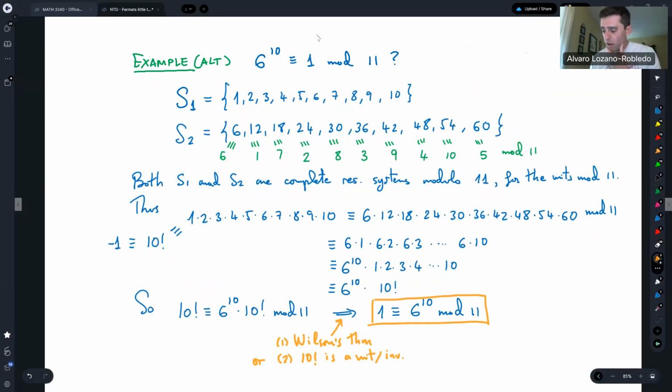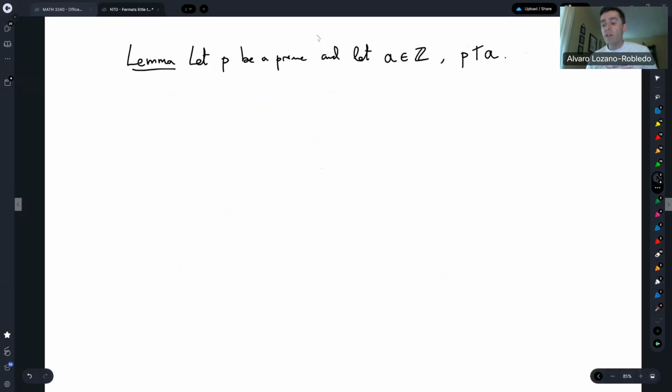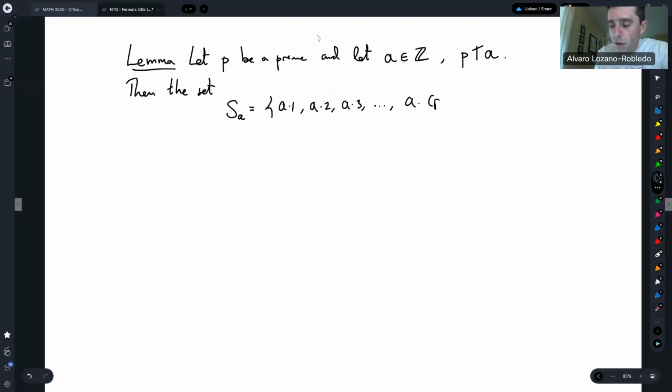I'm going to first prove a lemma. The lemma is actually going to say that these two things are the same. Okay, so we're going to start with a lemma. Let P be a prime, and let A be an integer that is relatively prime to P. So it is not divisible by P. Then the set S_A, which is A times 1, A times 2, A times 3 up to A times P minus 1, is a complete residue system for the units modulo P.